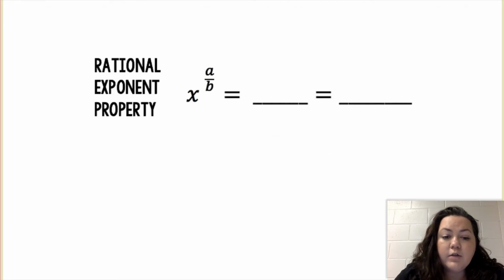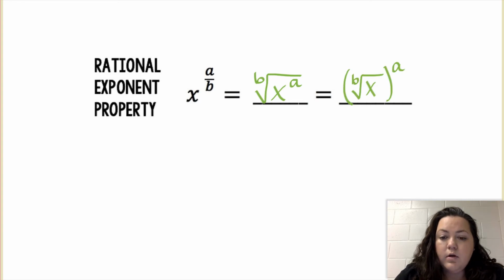All right, rational exponent property. If I have x to the a over b, remember it's exponent over index. So b is going to be your index, a is going to be your exponent. So it's the b root of x to the a. And you could also write it as the b root of x, all raised to the a power.